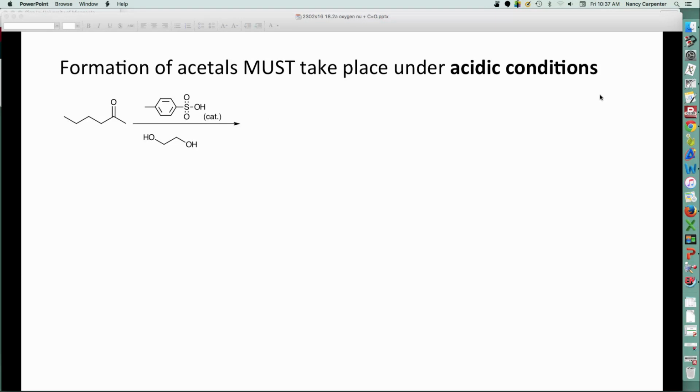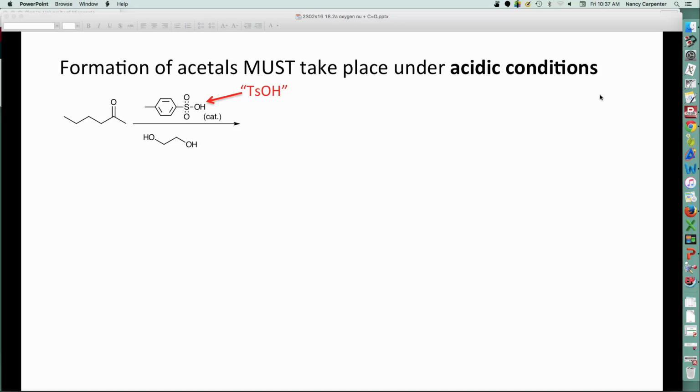Okie doke. So formation of acetals must take place under acidic conditions. You have to have the proton there. And remember that TsOH is an acid, not a base. You have to have a proton there to make a good leaving group.